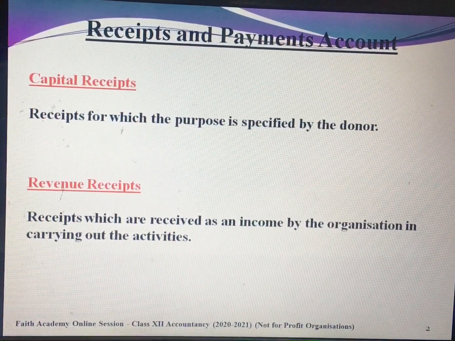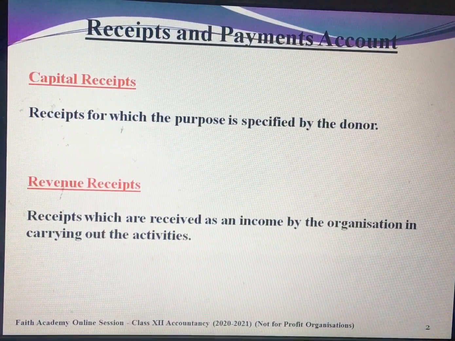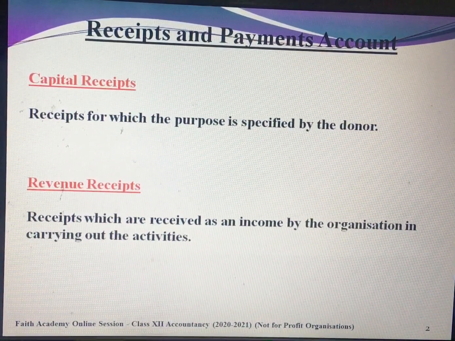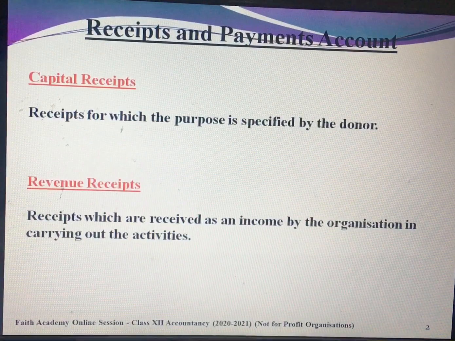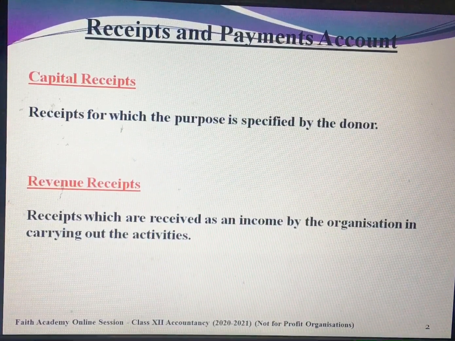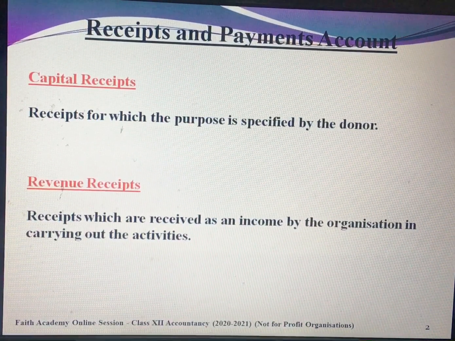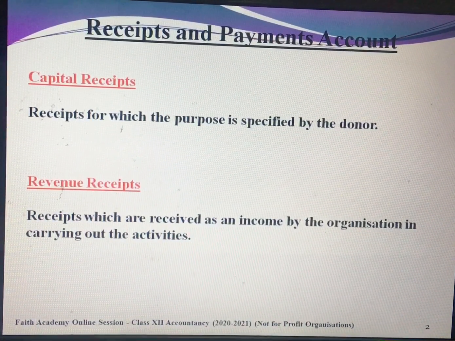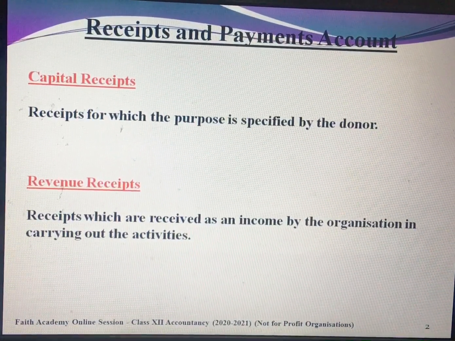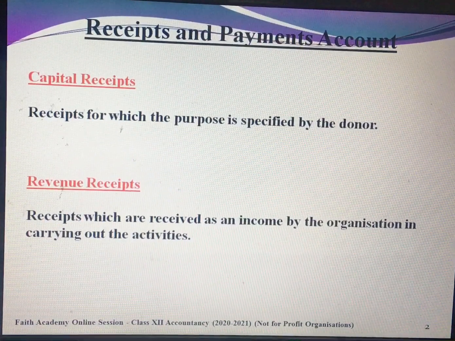When we talk of revenue receipt, it's a receipt which is received as an income by the organization in carrying out the activities. Normally people come and say this much we want to donate, and you can use this money wherever you want to. That comprises revenue receipts.